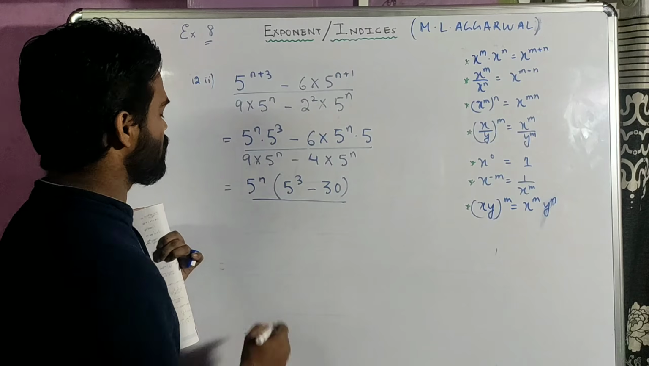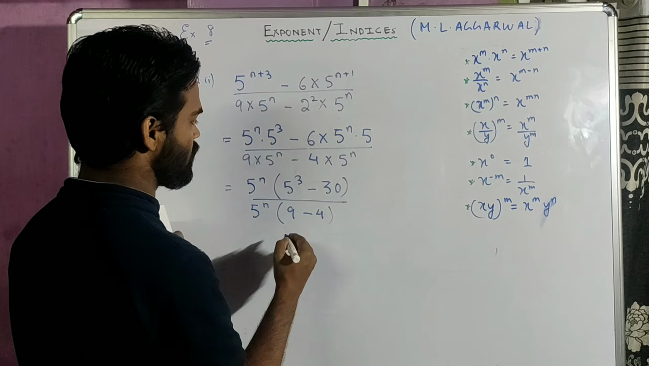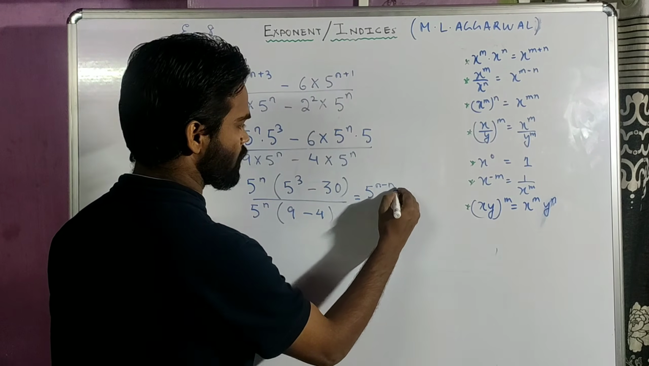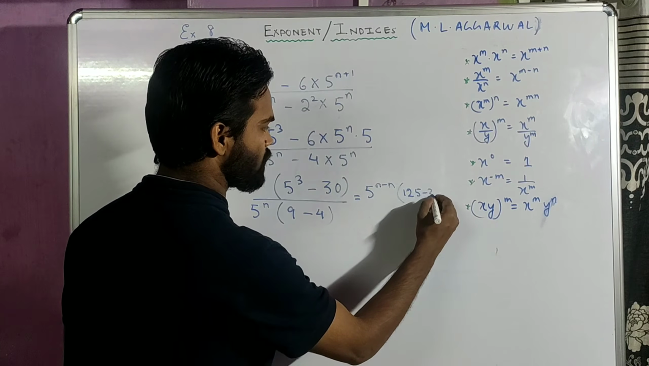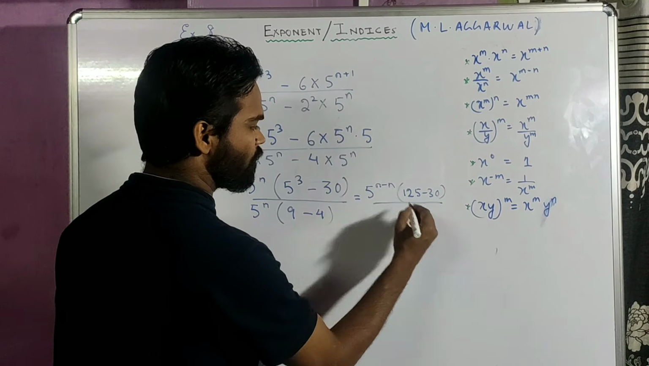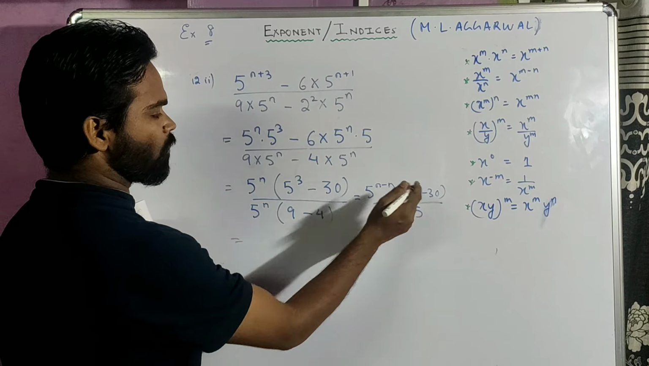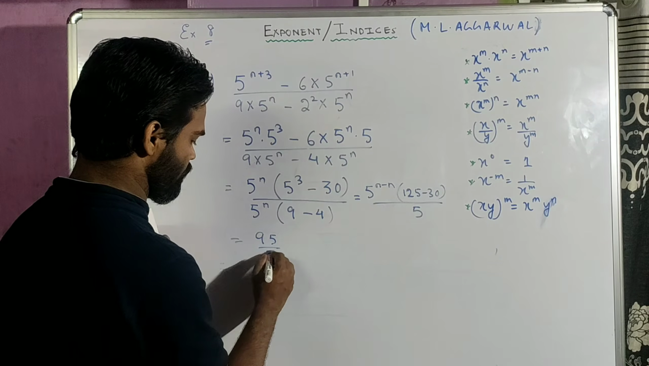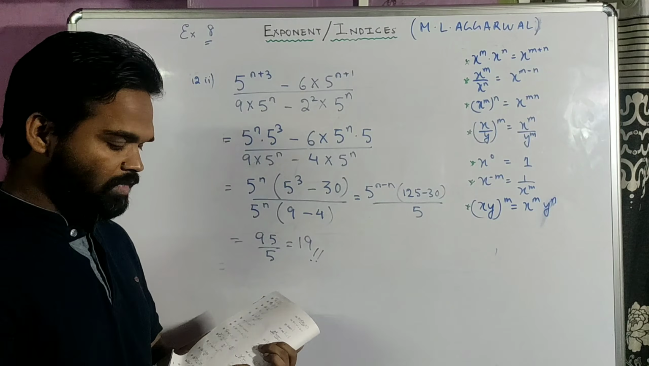Similarly in the denominator, if you take 5 to the power n common, 9 minus 4 is left, which is equal to, base is the same, we can subtract the power, and 5 cube is 125 minus 30 by 9 minus 4 is 5. Now this becomes 5 to the power 0 is 1, and 125 minus 30 is 95 by 5, which is equal to 90. And that's my answer.